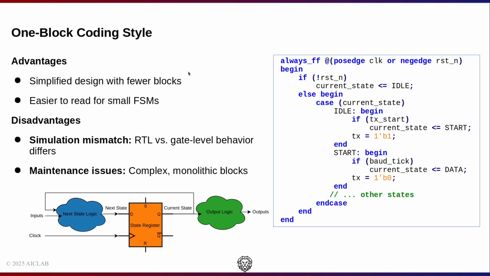And the output is generated based on the current state. This coding style has several advantages. First, it's a simplified design because we don't use 2 or 3 blocks, we only use 1 block. Also, it is much easier to read for a small FSM. The disadvantage of this coding style is that there is a mismatch between simulation and synthesis. Synthesis tools are very smart that they can generate the finite state machine based on this coding. And this coding style looks like other programming languages like C or C++.